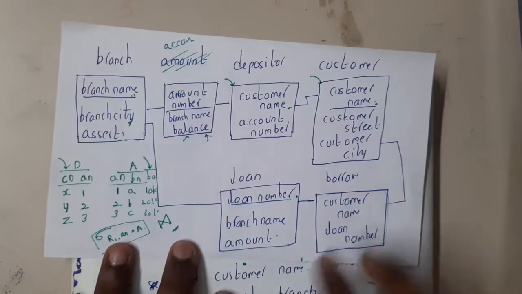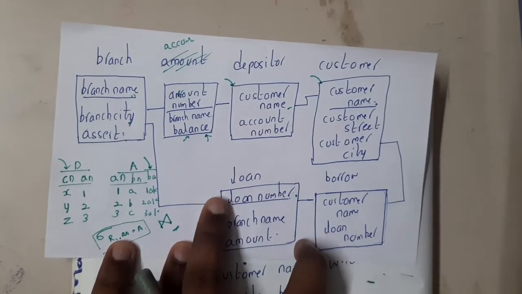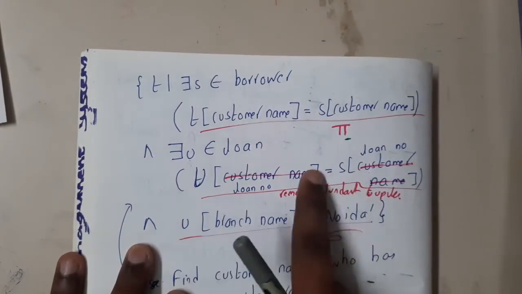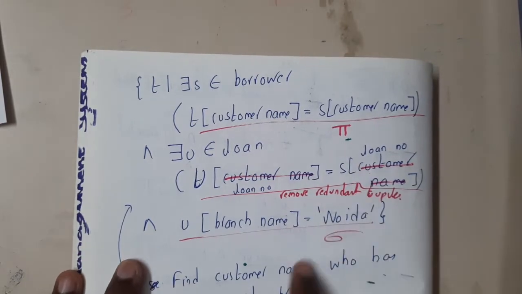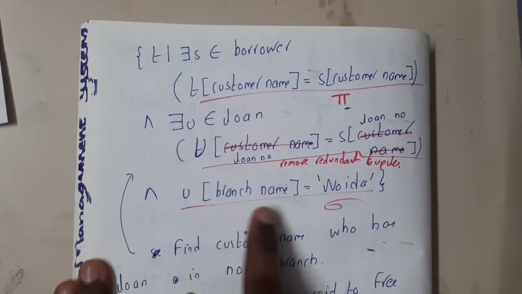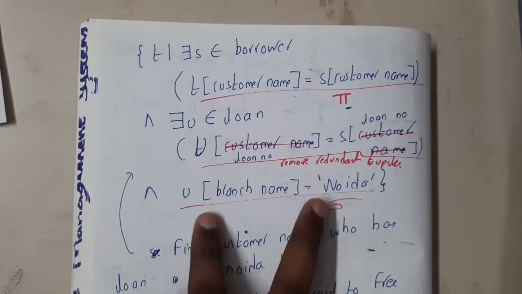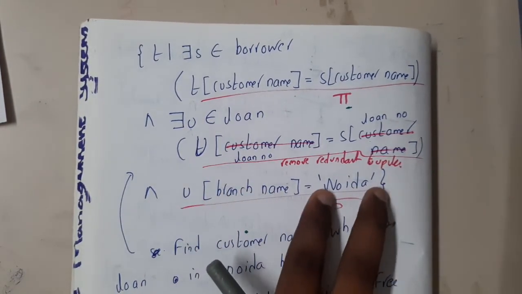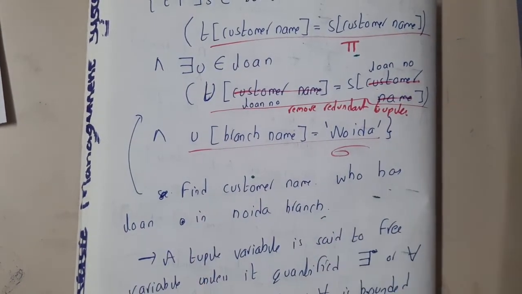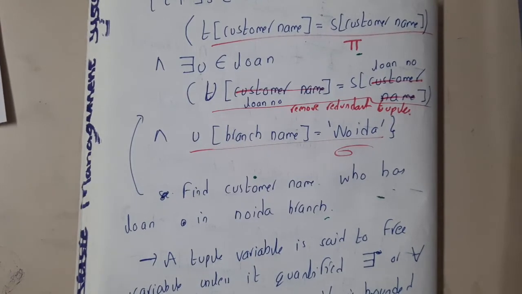So now I am trying to maintain a relation between these two. If I want to maintain a relation between these two, I need to work with the loan number, right? Yes. That is the reason why I am equating the loan number here. So U dot loan number is equal to S dot loan number, S of loan number. Here S belongs to borrower and U belongs to loan. And the final condition is that the branch should belong to Noida. So whoever customer has a particular loan, and if his branch belongs to Noida, that customer name will be printed. So find the customer who has a loan in Noida branch. That's what I told you, right? Yes. Got it? Yes. In this way, we are going to work with tuple relational calculus, guys.